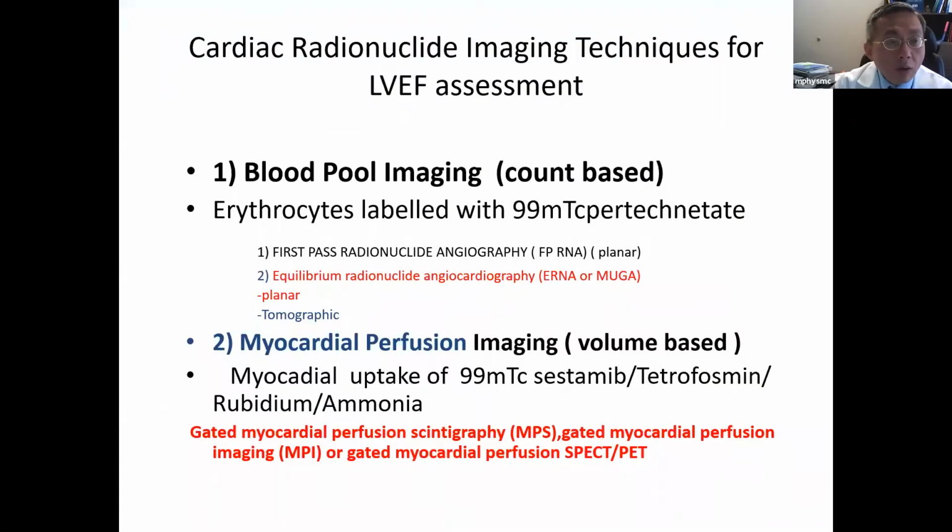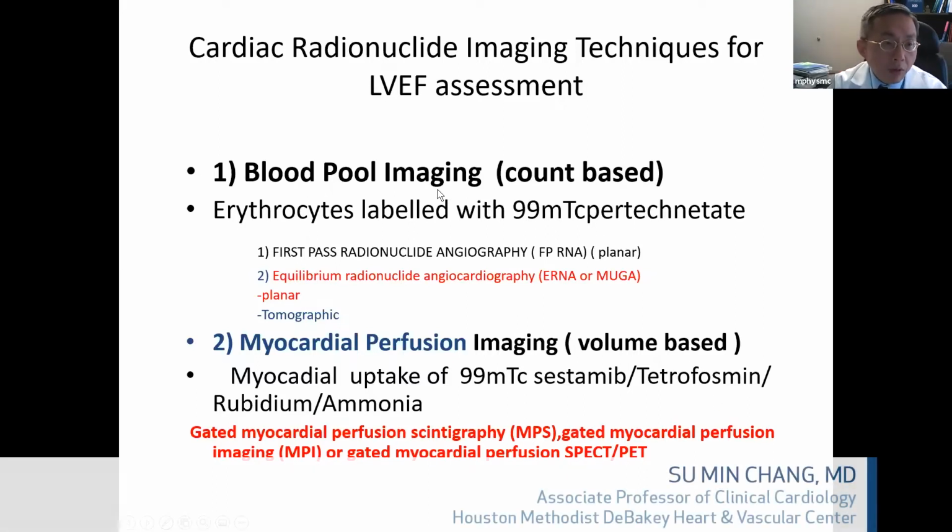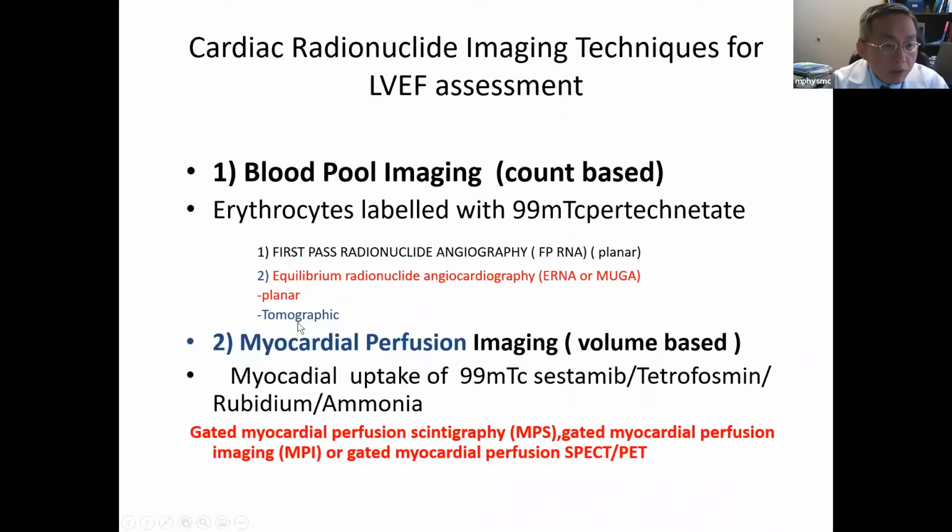So, what kind of nuclear techniques do we use to estimate LV function? For blood pool imaging, there are two approaches. We can have a count-based or volume-based approach. With blood pool imaging, what we need to know is that MUGA, equilibrium radionuclide angiography, is planar. This is important. We can do tomographic, but most of the studies were done planar. Obviously, we do very few right now. But what's more important is myocardial perfusion imaging, the volume-based derived EF.